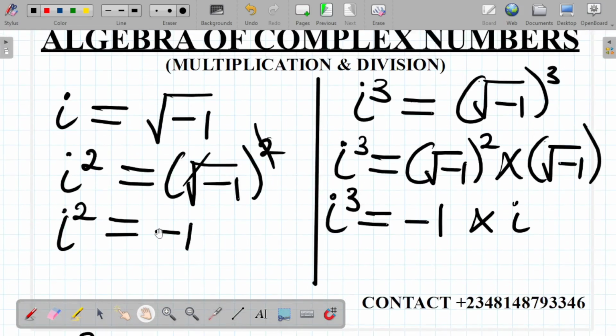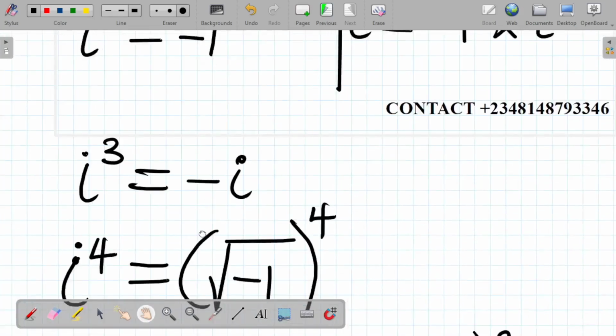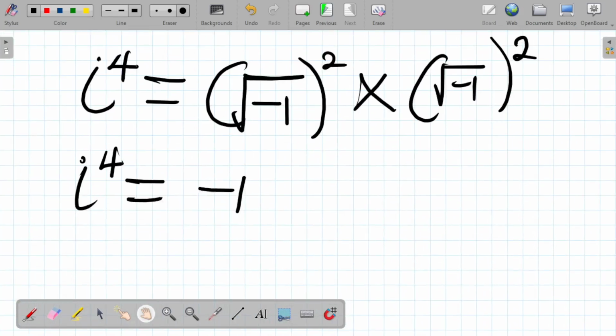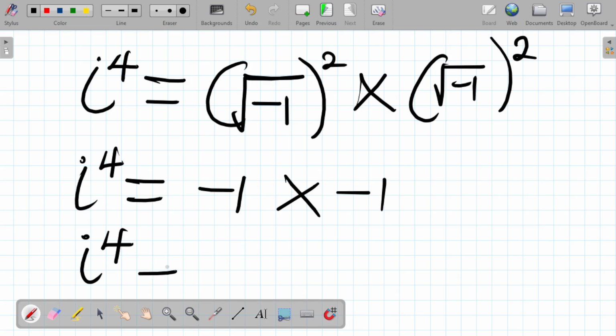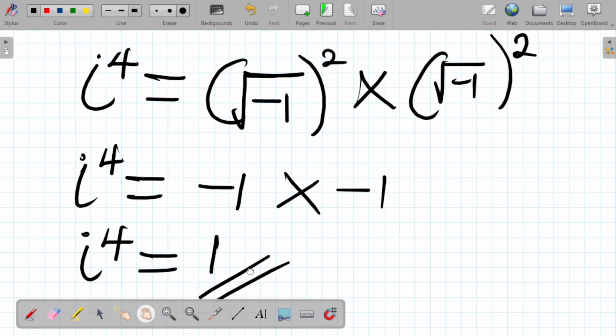So this is it. It gave us minus 1, and then multiply by minus 1. So i raised to power 4 is equal to minus 1 multiplied by minus 1, which is positive 1. So this is for i raised to power 4.